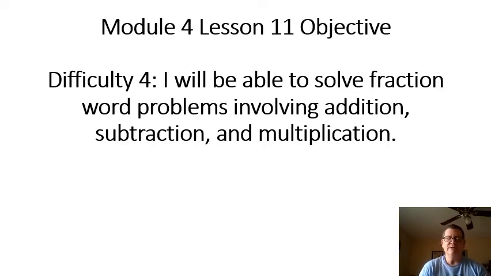Now, for this lesson, Lesson 11, our objective is about a difficulty 4, and it's where you will be able to solve fraction word problems involving addition, subtraction, and multiplication. And you're not going to know which operation, you're just going to have to read the problem to determine that. Now, in today's lesson, I'm going to model 4 different word problems, and you're going to see that I really need to draw and represent the problem to keep track of it.